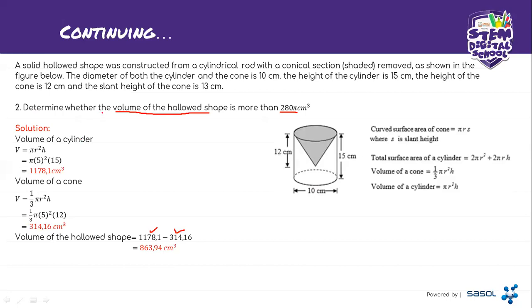But remember, what was the question? The question said we should determine whether the volume of the hollowed shape is more than 280 pi centimeter cubed. Now, the final conclusion: the volume of the hollowed shape is less than this, because if you press your calculator for 280 pi, that is going to give us 879.65 centimeter cubed. You can see this value is bigger than this one, right? So it tells us that the volume of the hollowed shape is less than this volume.